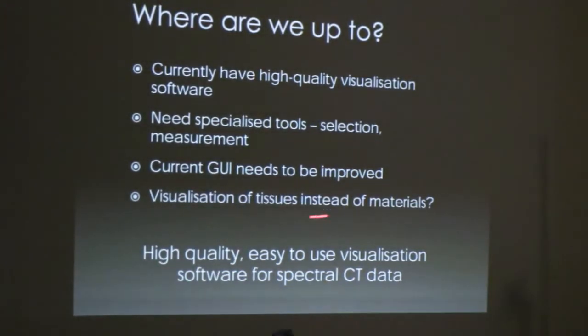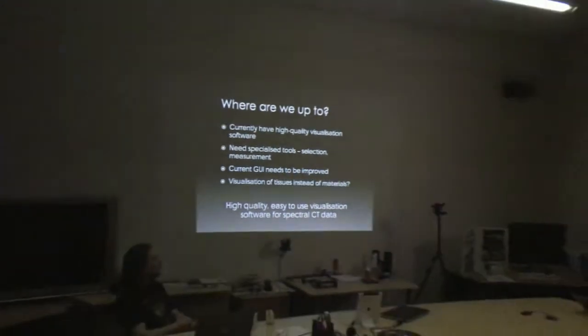The final point is that at some point in the future we might look at visualizing not materials, so not calcium or water, but in fact tissue types. And now you might be looking at fat or muscle, blood vessels, bones, skin, and so on. So this is basically an extra level of classification after material data. But the overall goal is to produce some sort of software which will be easy to use, functional, but also provide high visual quality. So at the moment we're partway there. We've got the start.